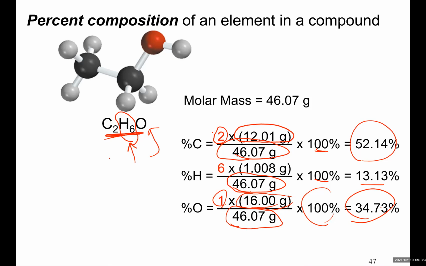So now, if I'm running a reaction and I get a product, I don't know what the product is. If I send that product for analysis to a lab, and it gives me these percentages, I know the unknown is ethanol. If the mass percentages are different, I know the product is not ethanol.